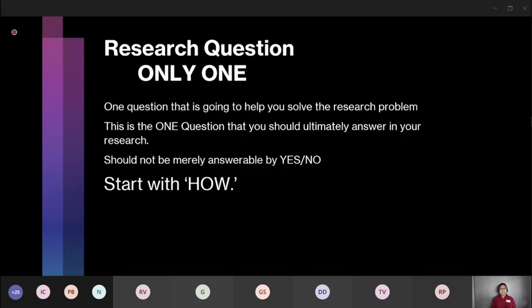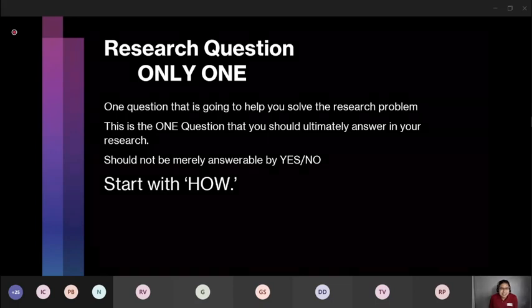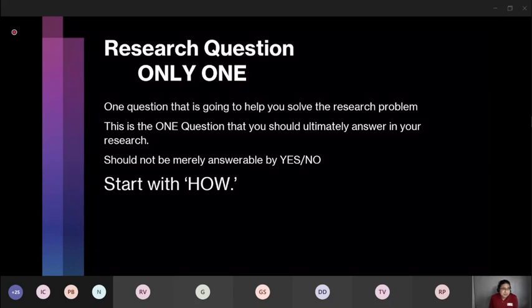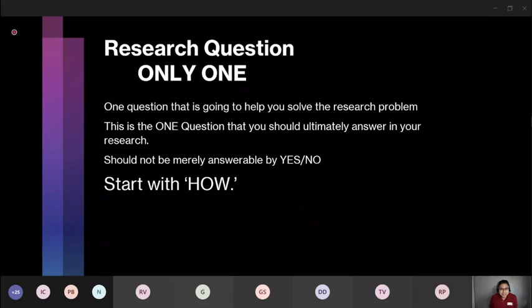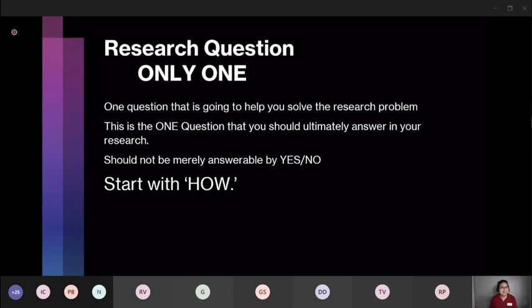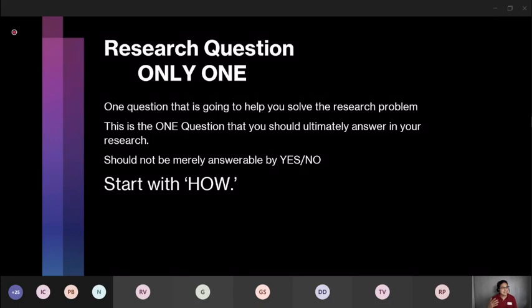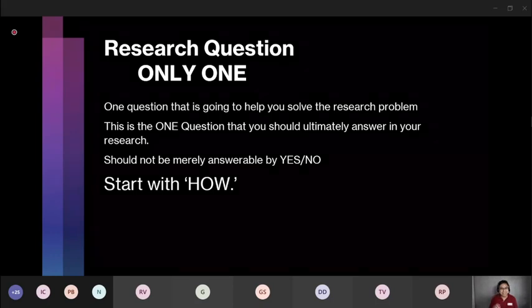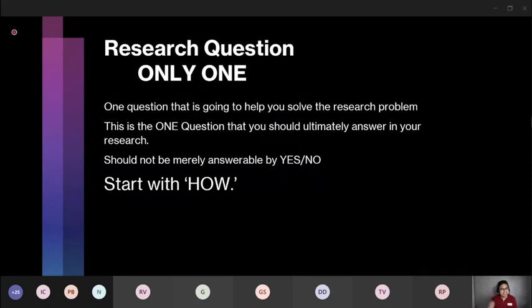In your research, you should have a research question that is not merely answerable by yes or no or some categorical answers. So I suggest that you start with the word how. How effective is, how different is, how successful is, etc., not what, or is it possible. Don't do that.